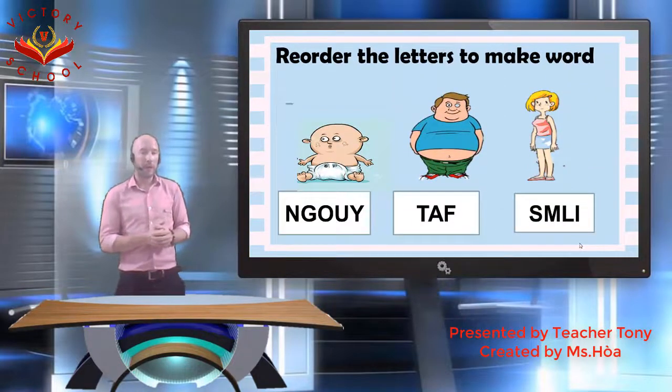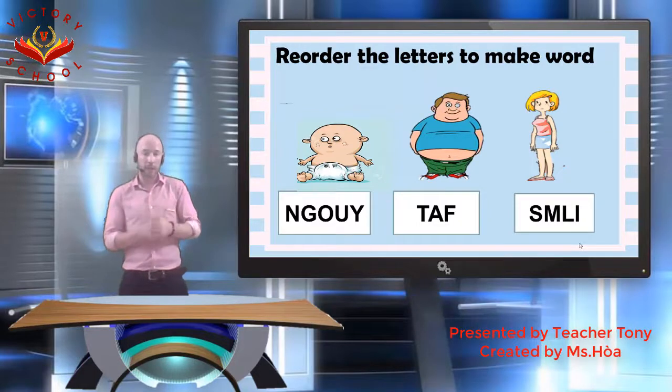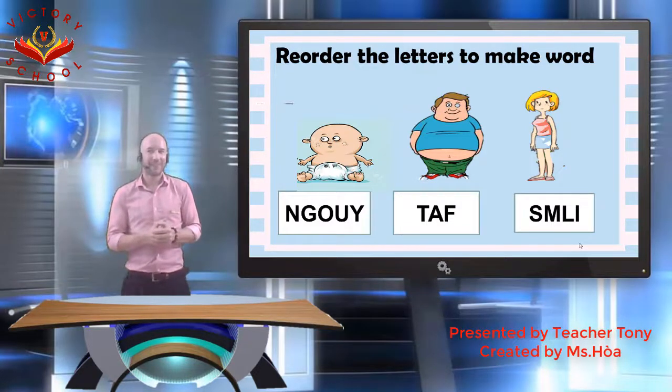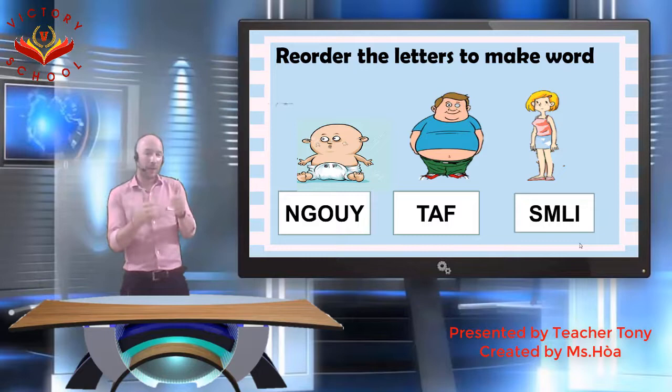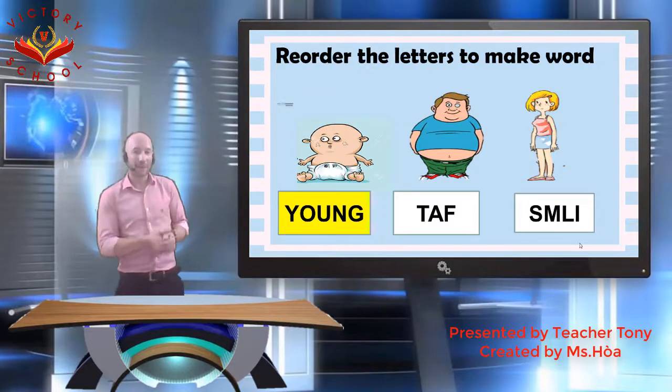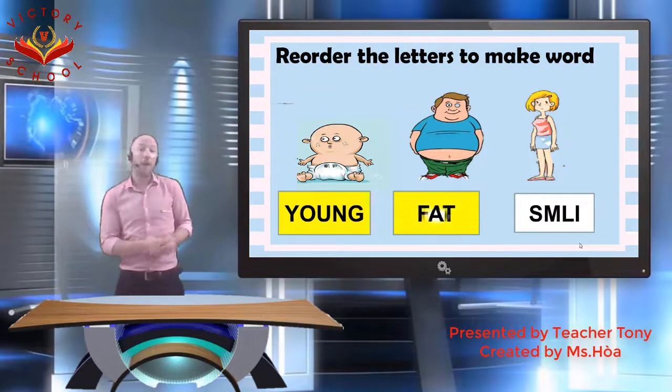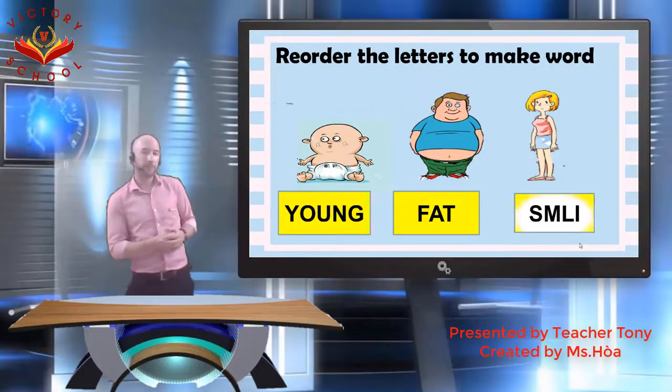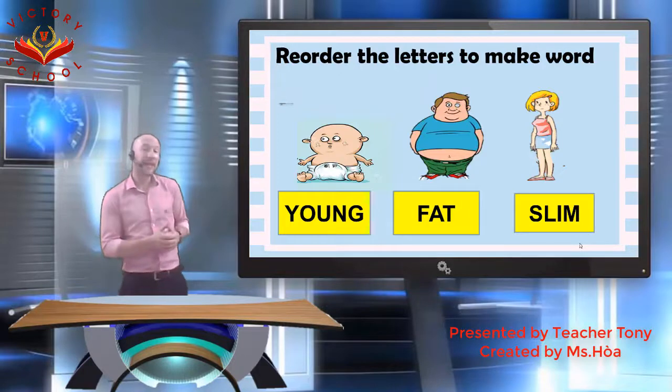Okay? And one more. Okay? So again, you can do in your head or you can write down. Good luck. Okay, so I hope you finished. Let's see the answers. So the first one, young. Y-O-U-N-G. Young. Well done. Second one, fat. F-A-T. Well done. Last one, slim. S-L-I-M. Well done, if you got all of them correct.